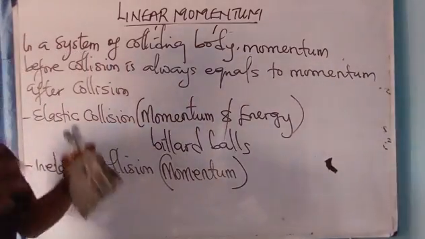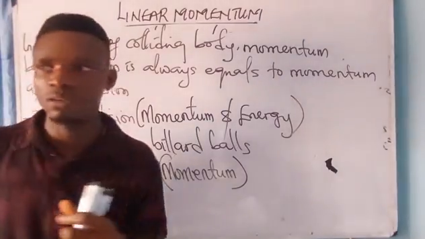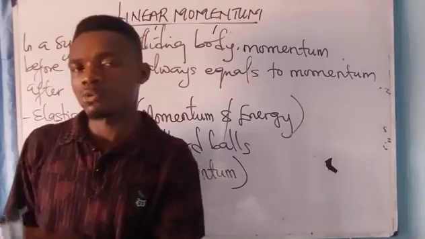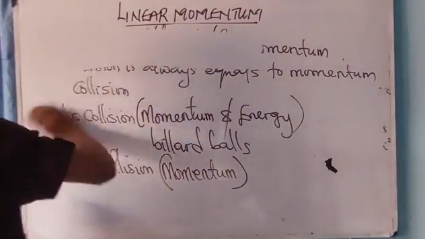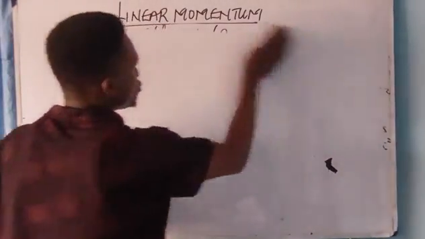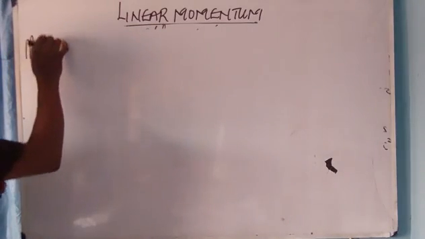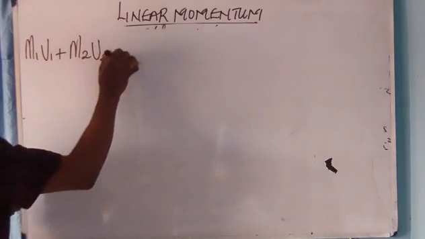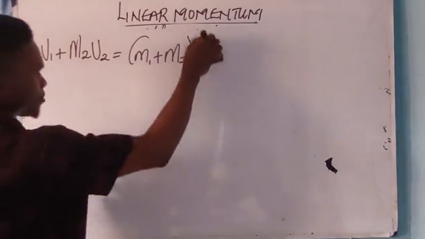Now, we mentioned collision, like two bodies colliding, which means that body A has its own mass and velocity, and body B has its own mass and velocity. How do we express it? You say m1 v1 plus m2 v2 equals m1 plus m2 v.